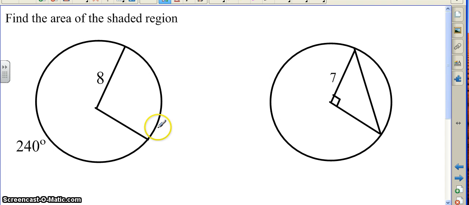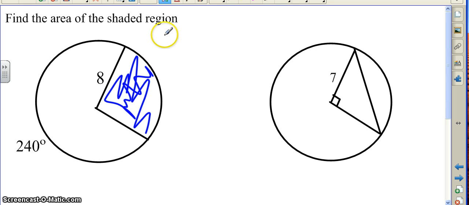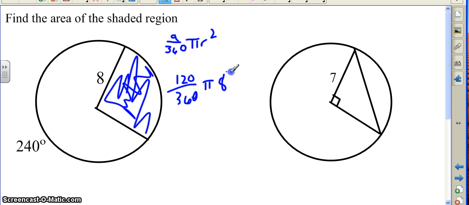Let's look at one or two quick examples, and then that'll be it for this video. So we want to find the area of this shaded region. Our formula is going to be A over 360 times pi r squared. Now this 240, that's this big arc here. So that means this small arc is going to be 120. So the A that I'm going to use is the A of that shaded part, so 120 degrees. So 120 over 360 times pi, and then the radius I gave you is 8, so pi times 8 squared.